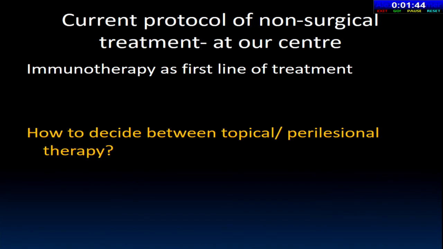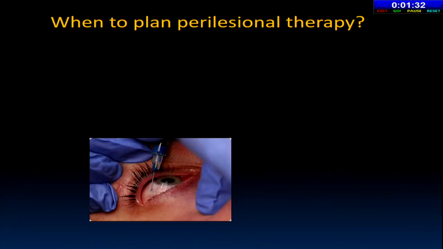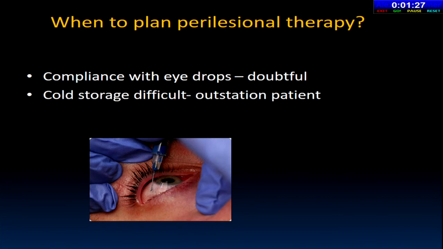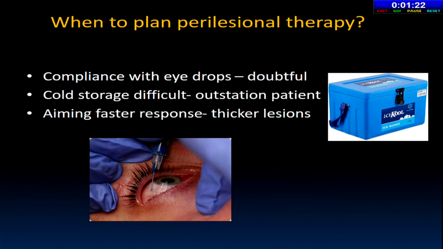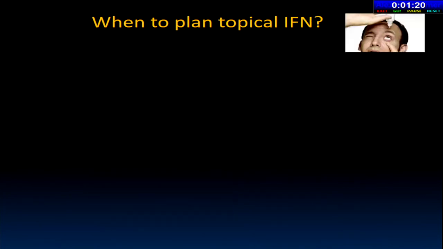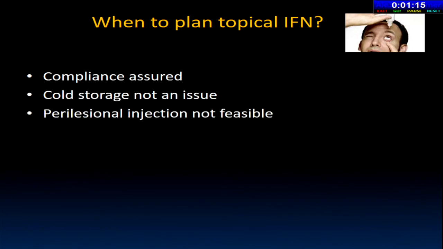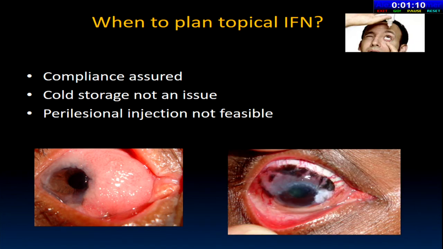Now, how to decide between topical versus perilesional therapy? What you need to remember is, if you want to give topical interferon, you need to have cold storage, and perilesional interferons produce systemic flu-like side effects. So if you have a doubtful compliance issue, or the cold storage is problematic, or you're aiming at a faster response, it's better to use perilesional therapy. If the compliance is assured, cold storage is not an issue, and perilesional is not feasible, like in this case, topical is a better choice.